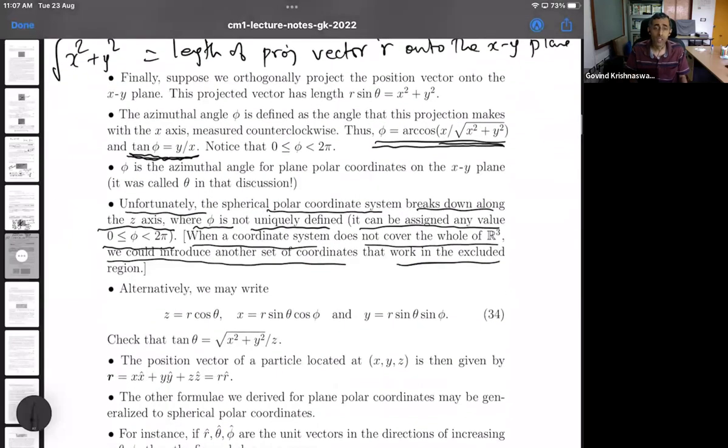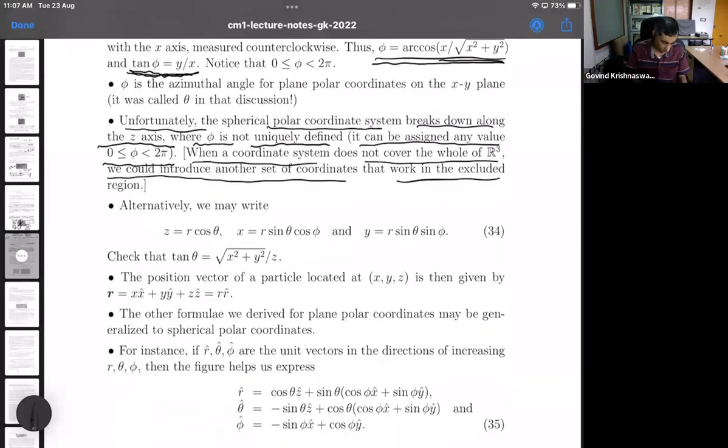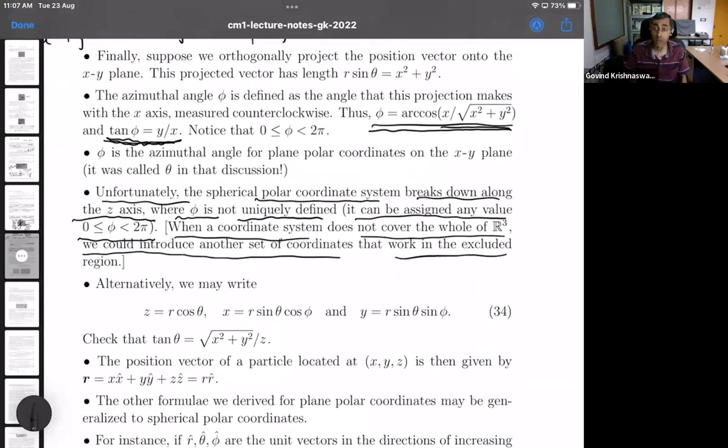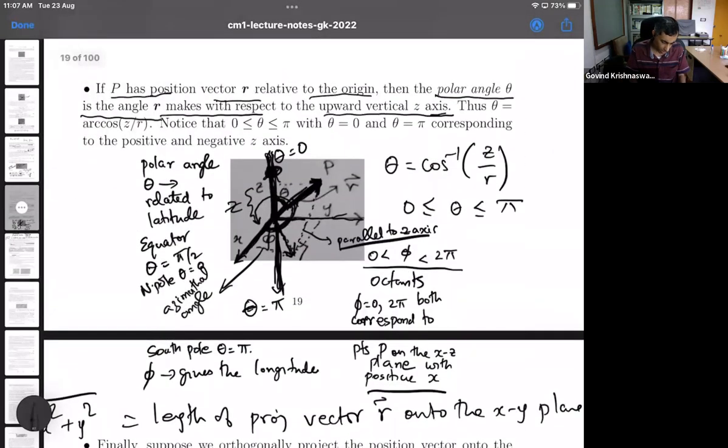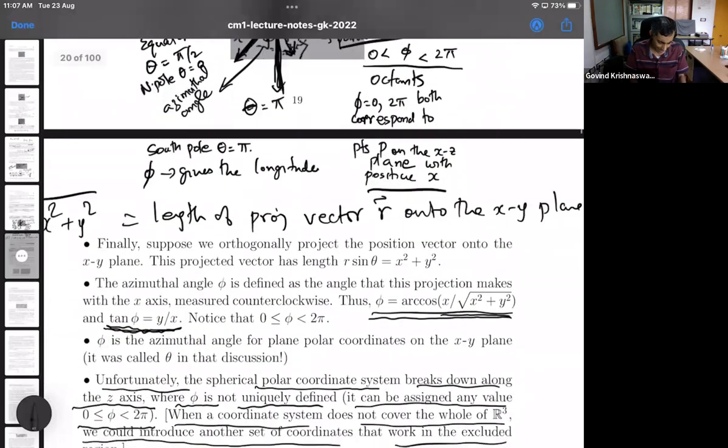So much for the definition. We can now proceed and write down x, y, and z in terms of r, theta, and phi. This again we read off from the picture. The vertical coordinate z is r cosine theta. I hope that's clear from the picture. This was r and this is theta. So r cosine theta is z.